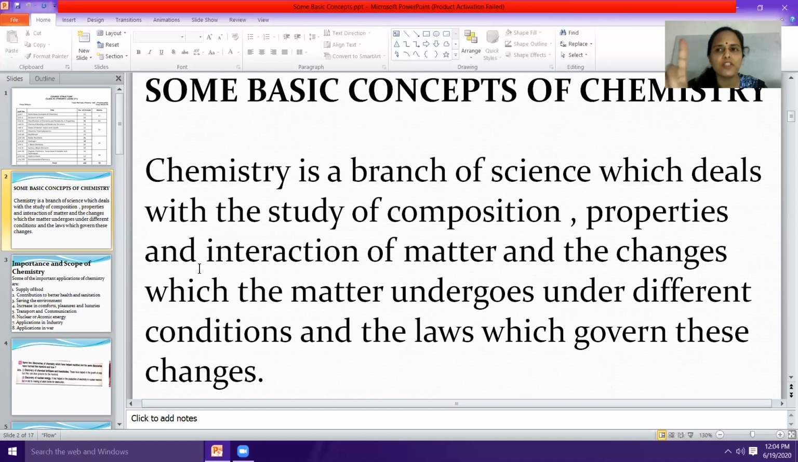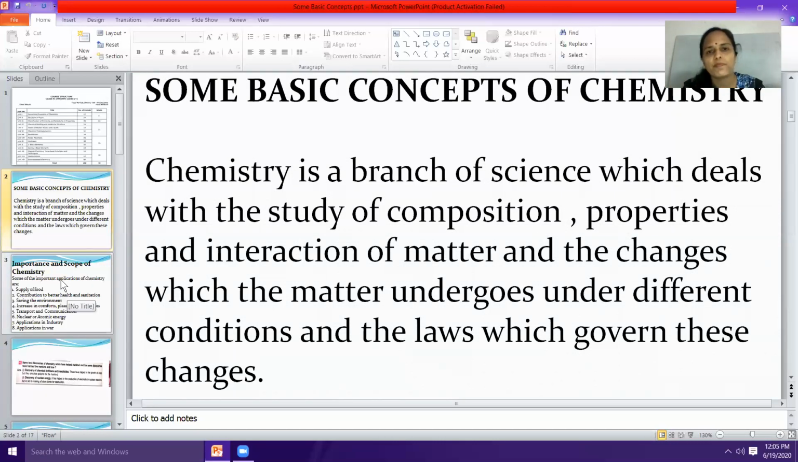There are three branches of chemistry. Firstly, it is physical chemistry. Second, it is inorganic chemistry. And the third one is organic chemistry. So physical chemistry is a branch of chemistry which is concerned with the application of the techniques and theories of physics to the study of chemical systems. So usually we'll study their quantitative aspects. So this some basic concepts of chemistry is a part of physical chemistry.